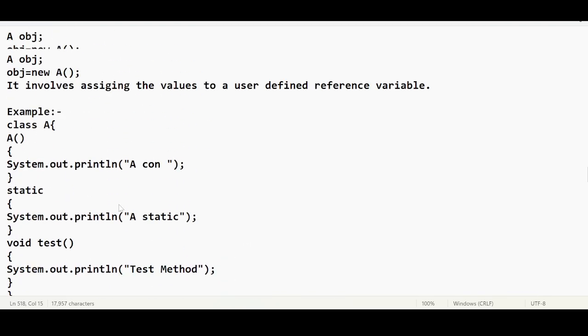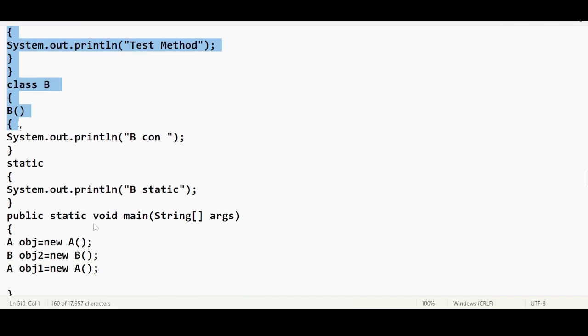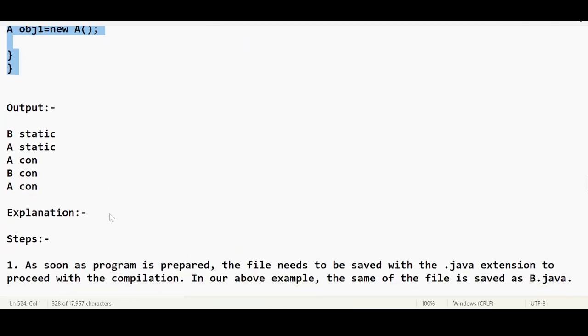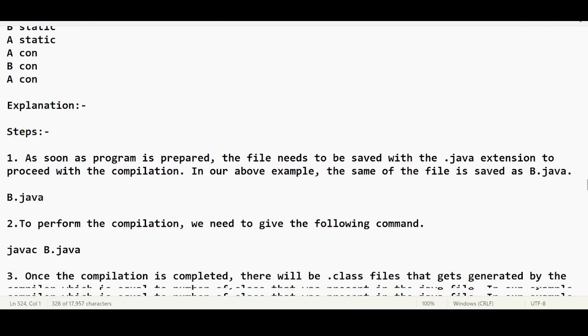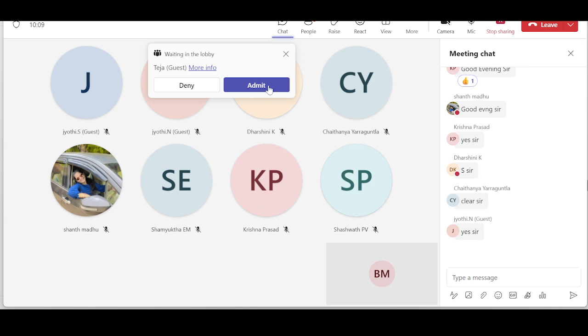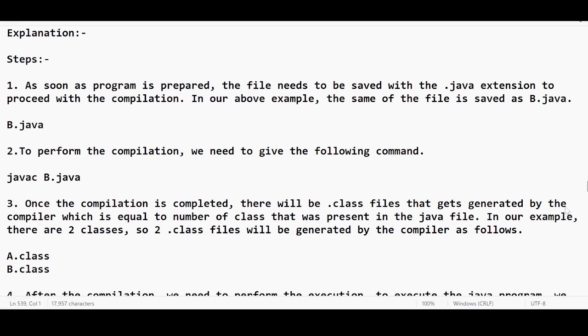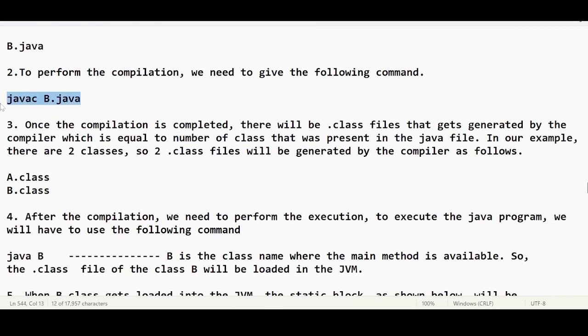So this was the program. This was a typical programmatical explanation, so we have taken this as an example, okay? And there were many steps involved behind the scenes. Step number one, saving the Java code with the respective .java extension. And here we have step number two, compilation. This is the command for the compilation.